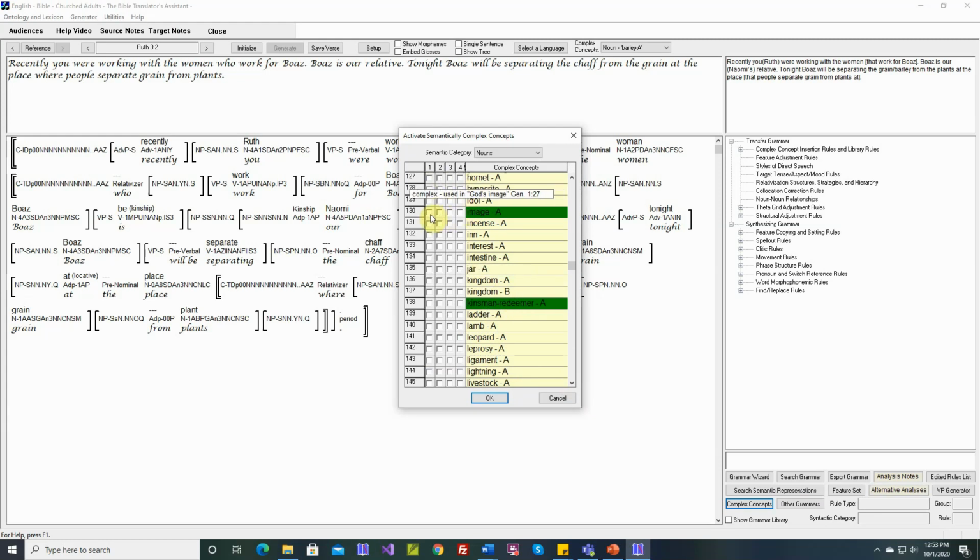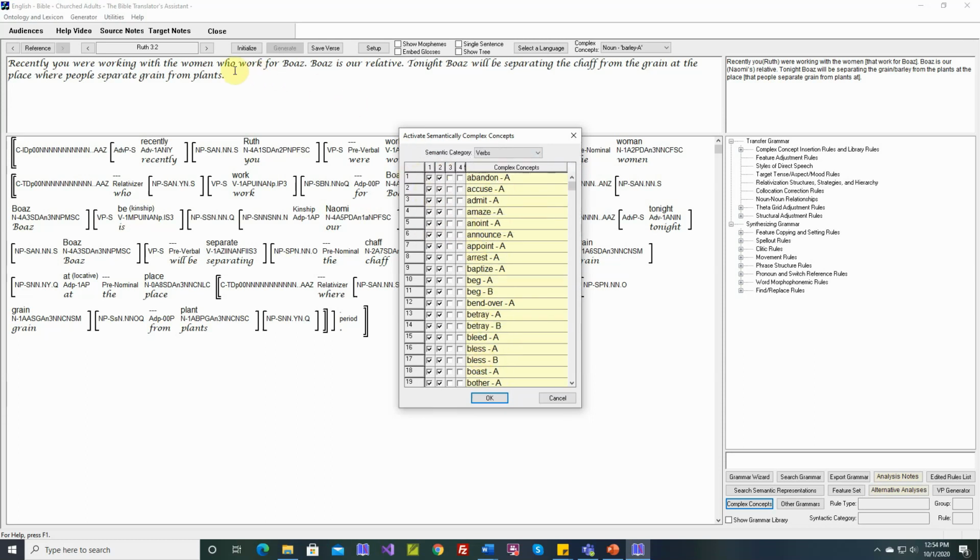You can activate a concept separately, or you do it for one audience at a time. I have 4 audiences defined: church adults, unchurched adults, church children, and unchurched children. So you can activate a complex concept for an individual audience. If you want to activate all of them, just click at the top. And let's do that for verbs also while we're here. So now we've activated all of them.